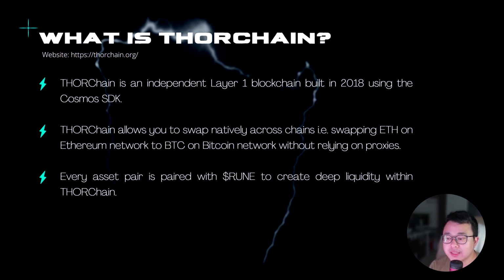When you swap assets with THORChain, you'll basically be swapping with RUNE first, and after that, you'll swap the RUNE to the asset that you want, and this all happens behind the scenes. So if everything is paired to RUNE, this allows for deep liquidity without too much slippage.